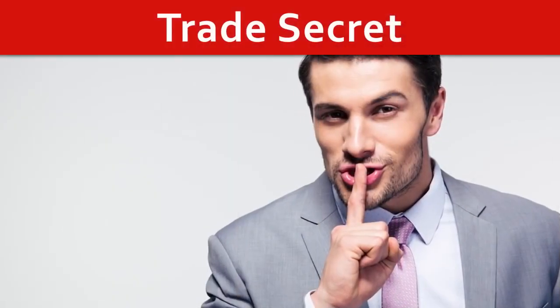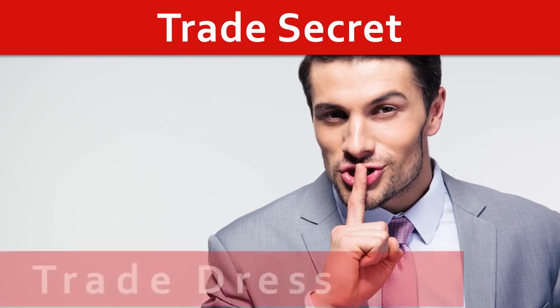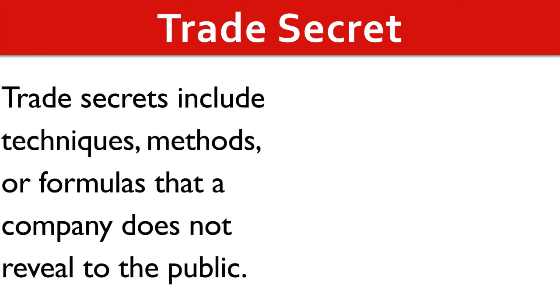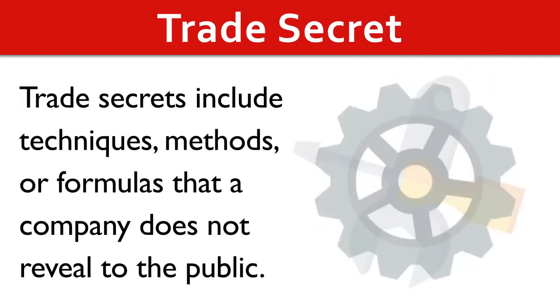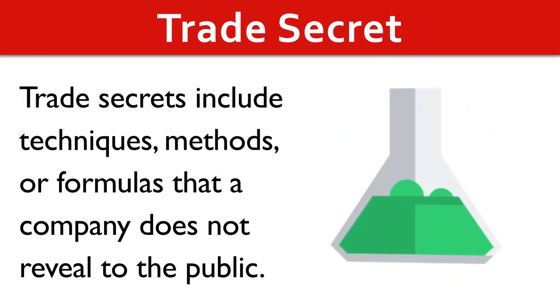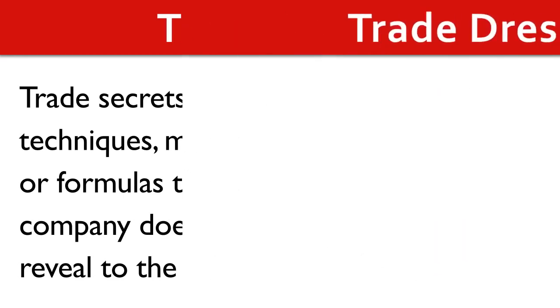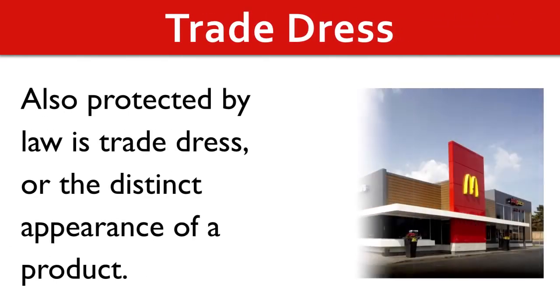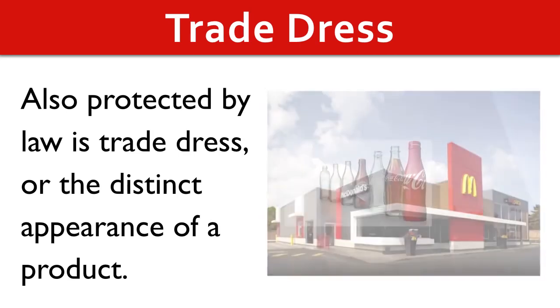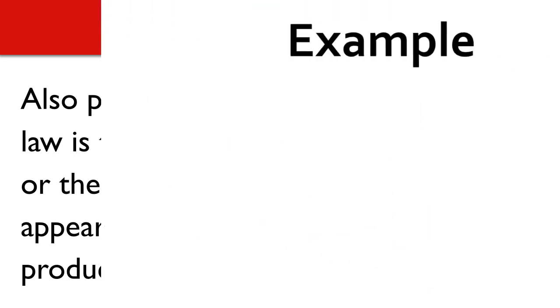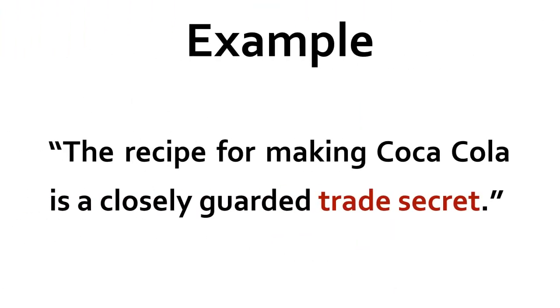Trade secret. Trade dress. Trade secrets include techniques, methods, or formulas that a company does not reveal to the public. Also protected by law is trade dress, or the distinct appearance of a product. The recipe for making Coca-Cola is a closely guarded trade secret.